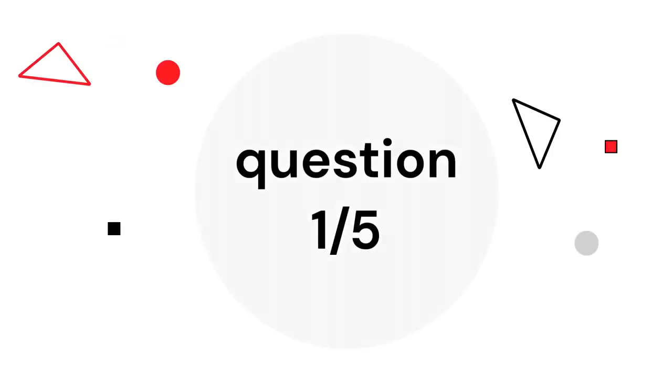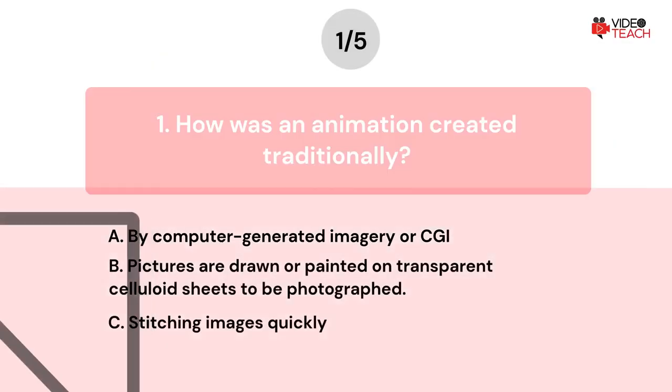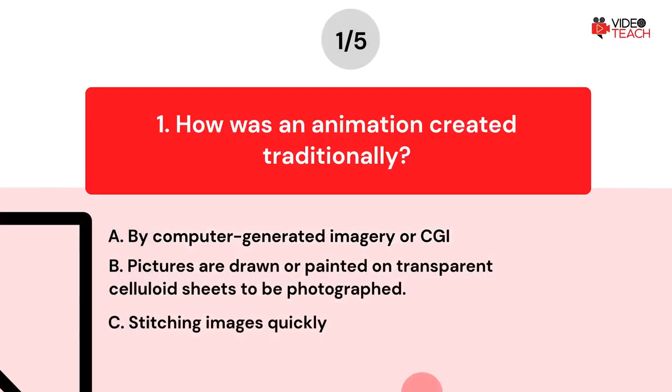Question number one. How was an animation created traditionally? Option A, by computer-generated imagery or CGI. Option B, pictures are drawn or painted on transparent celluloid sheets to be photographed. Option C, stitching images quickly. Now you have about 15 seconds to think about your answer.